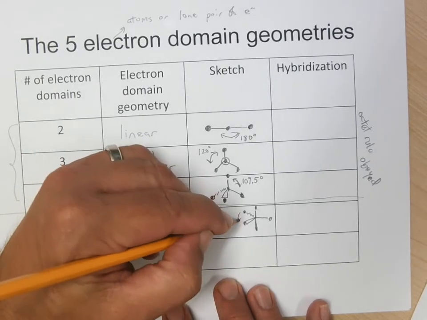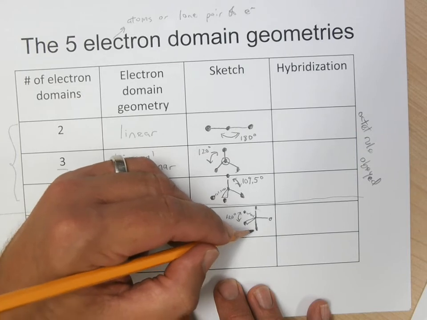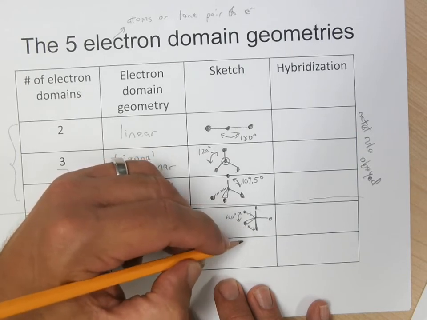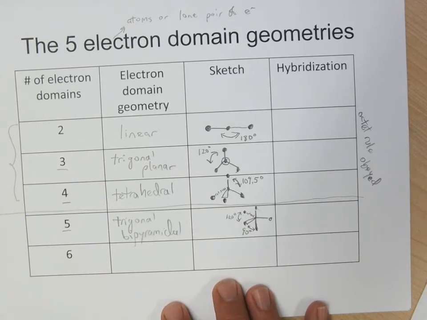The triangle part, you have the 120 degree angles, and then because the top and bottom are perpendicular to the triangular plane, you have 90 degrees there. So that's a structure we won't talk about a whole lot, because we're not likely to encounter it very much.